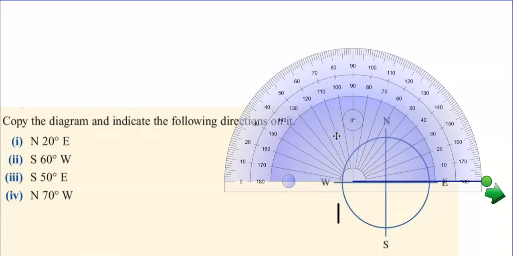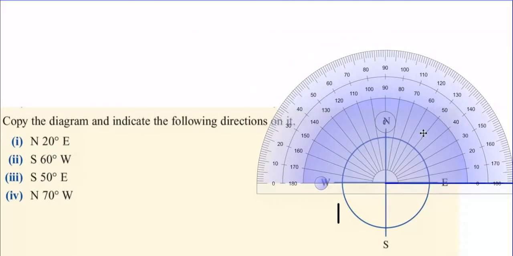Sorry, my fault. So north 20 degrees west. Okay, sorry, north 20 degrees east. So you go all the way up north, and then you go 20 degrees, which is two of these lines, to 70, and there you go, that's north 20 degrees east.